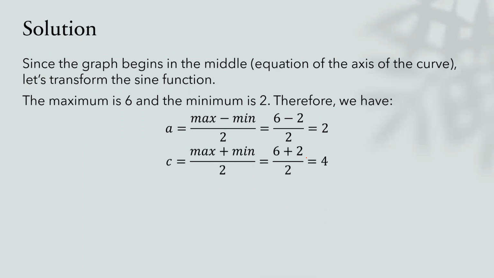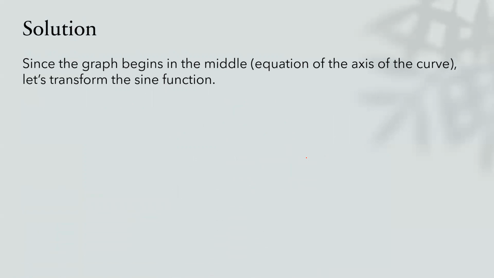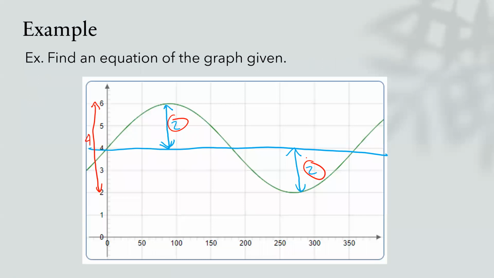The equation of the axis of the curve is 4. We already talked about that. The period. So if we look back at this graph here, we can see that the period goes from 0 degrees to 360 degrees. Because it's going from 0 degrees to 360 degrees, roughly, because it kind of ends right there a little bit late, that means that the period is 360 degrees.